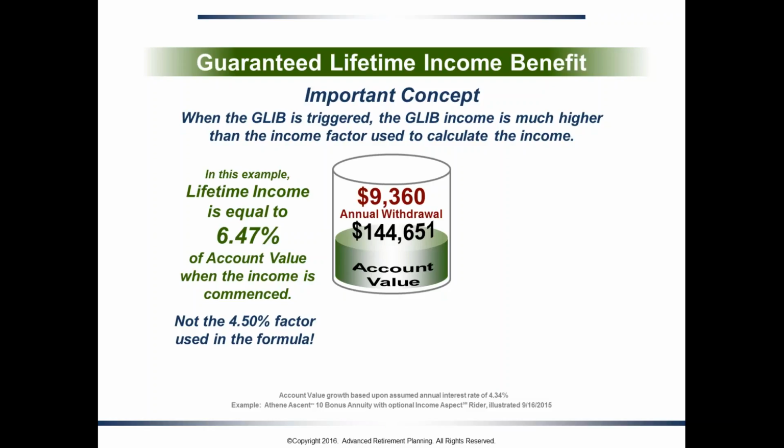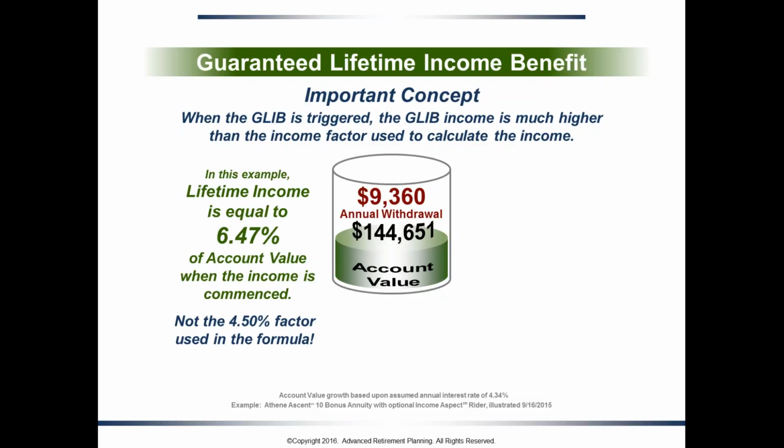Now, why do I bring this up? Because there's scores of agents out there, when they're talking about these things, telling me, hey, yeah, it'll give you 4.5% cash flow off this for life. No, it's going to give you almost 6.5% cash flow off that asset for life. See where I'm coming from? It's much more powerful than that factor.